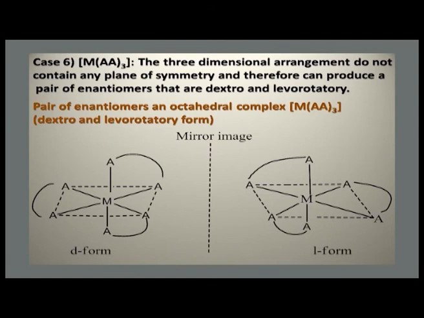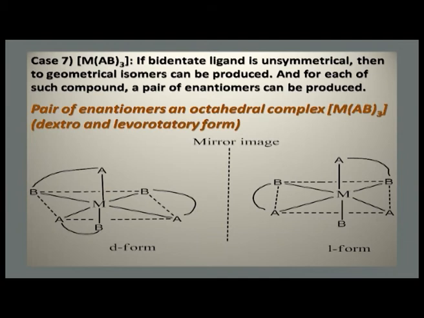Case 6, MAA3. The three-dimensional arrangement does not contain any plane of symmetry and therefore can produce a pair of enantiomers that are dextro or levorotatory. Structures are on your screen. Case 7, MAB3. If the bidentate ligand is unsymmetrical, then two geometrical isomers can be produced and for each such compound a pair of enantiomers can be produced. You can see the structure here.